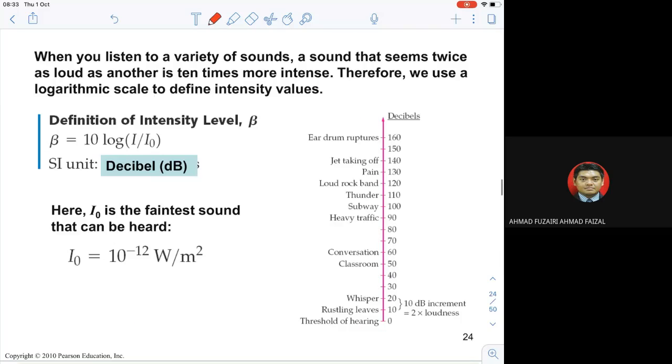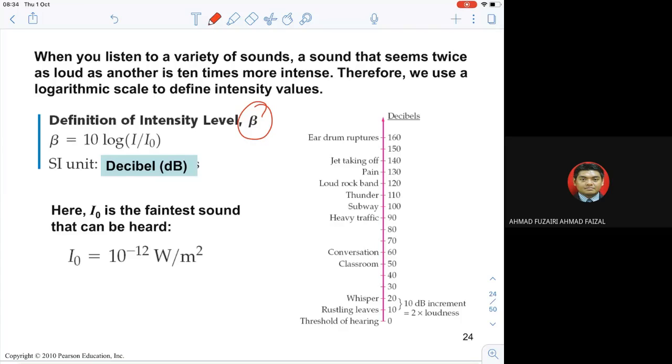So this is it. When you listen to a variety of sounds, a sound that seems twice as loud as another is 10 times more intense. Therefore we use a logarithmic scale to define the intensity values. So this is decibel. The definition of the intensity level is beta. Look at how they use beta.